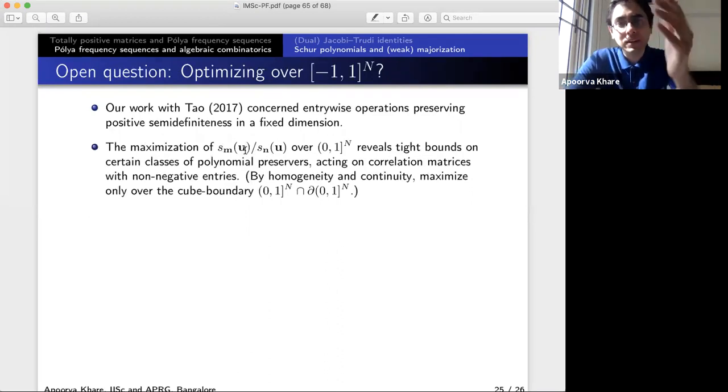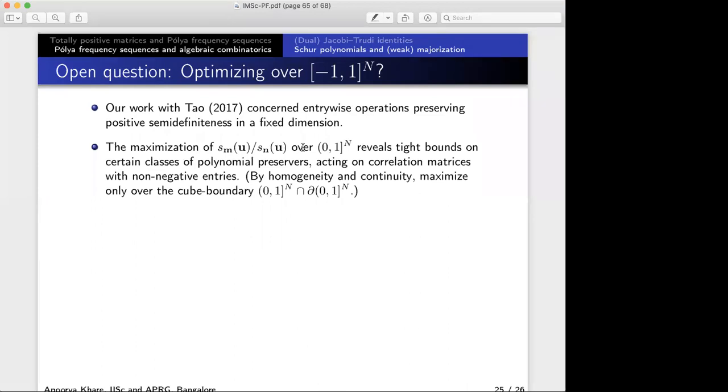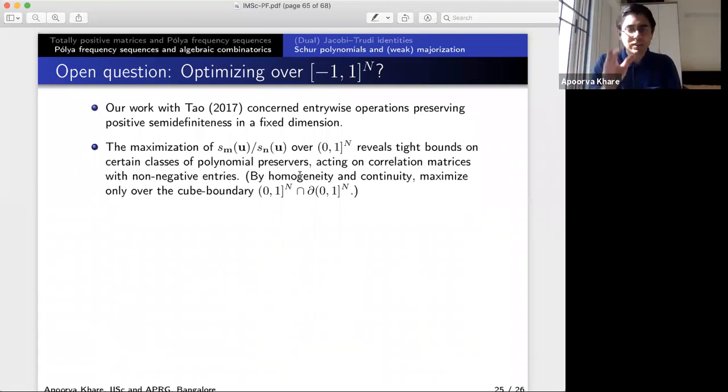The reason I cared about these things being coordinate-wise increasing is because I wanted to maximize this ratio over the positive cube, over the unit cube, of course, removing the origin where this is zero. So now that we know that it strictly increases in the orthant, we know that the maximum value is exactly at 1, 1, 1, 1, 1. That's exactly one, and then it equals the ratio of the Weyl dimensions, right? Once you understand where something is maximized, and more precisely, what is the maximum value, this reveals tight bounds on certain classes of polynomial preservers. Forget the rest of it. So understanding what the maximum value is on the cube is of interest to us for some reason.